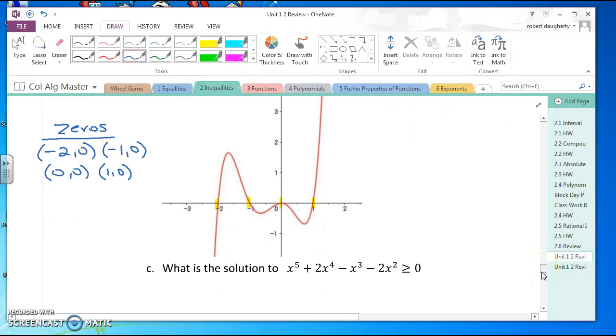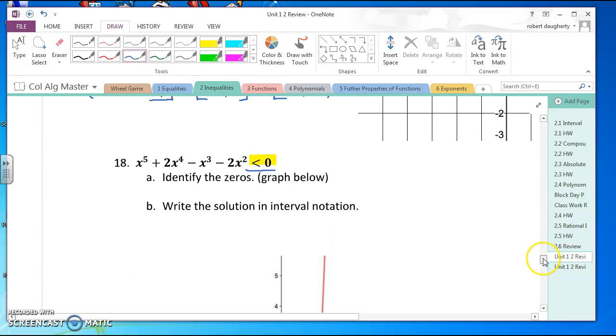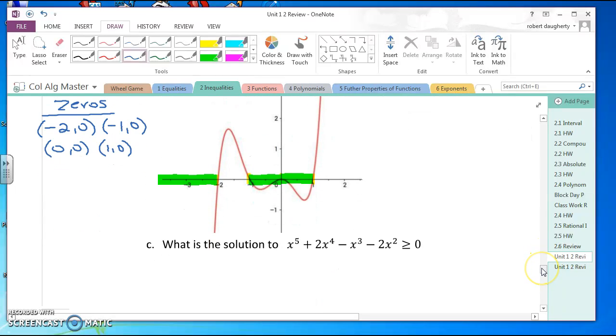So I will highlight on the x-axis where the graph is below. So it's below from here to here, then it goes above, below from here to here, and from here to here, and then it goes above. So those intervals are, and keep in mind this was a strict less than, not less than or equal to. So those are 3 distinct intervals. The first interval is negative infinity up to negative 2. The second interval is negative 1 to 0. And the third interval is 0 to 1.